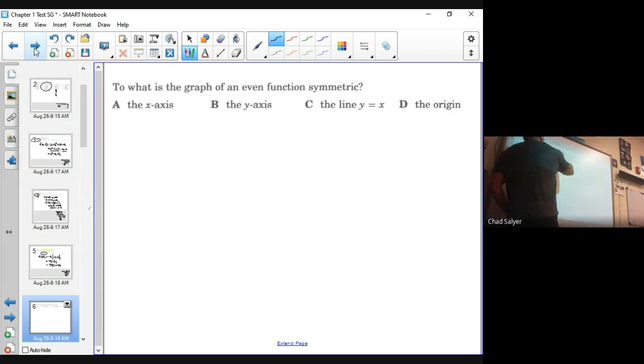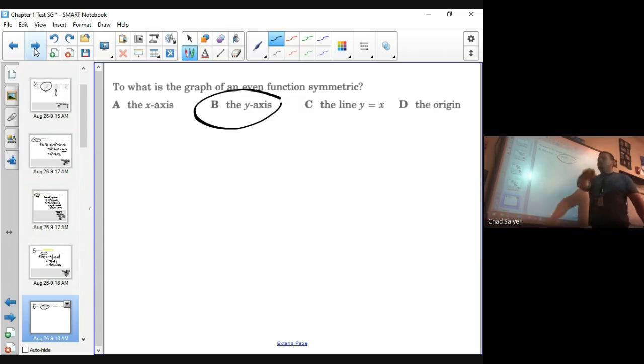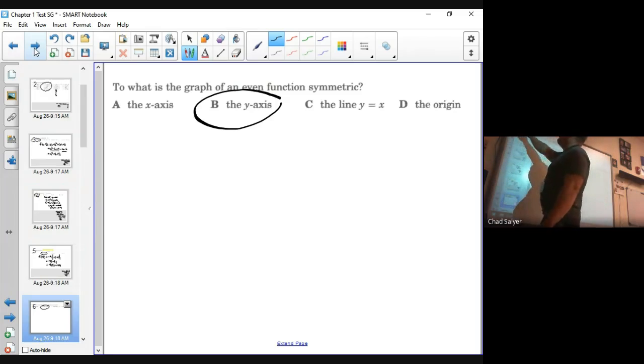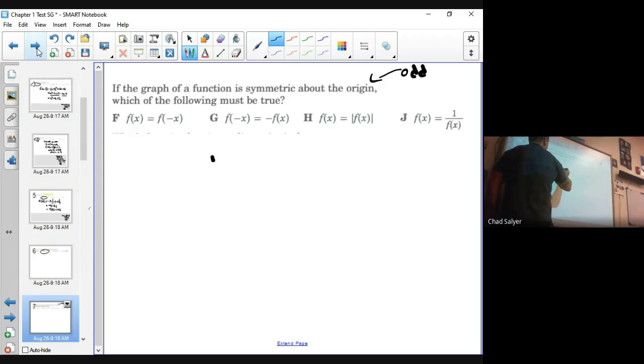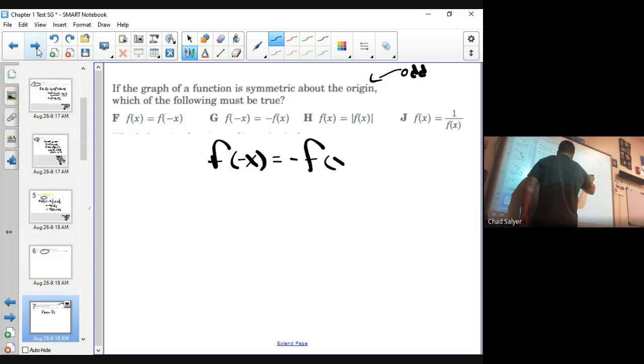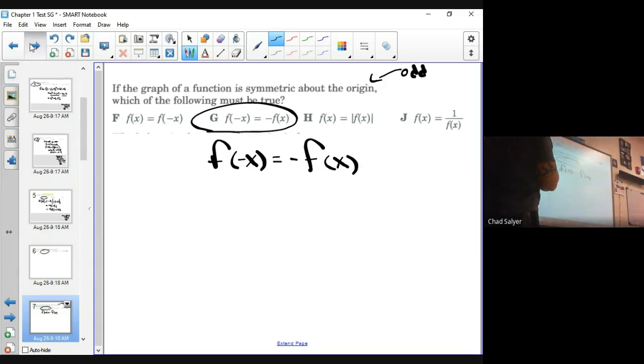Problem 5. To what is the graph of an even function symmetric? That's a definition question. Should be the y-axis. Don't miss that one. If the graph of a function is symmetric about the origin, which means it's odd, which of the following must be true? You remember the algebraic definition for oddness was f of -x equals -f of x, which is G as in golf here. So again, a definition question. Don't miss that one.